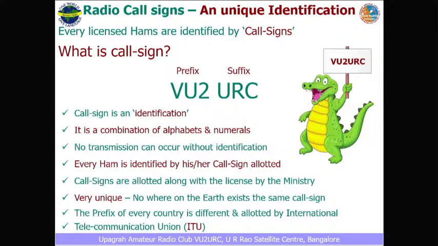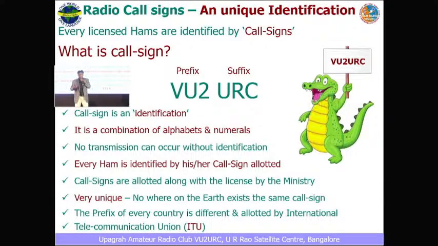When you get a license, every ham radio operator, he or she, is identified by a call sign. Like how we are all identified by our names, and our cell phones are identified by cell numbers, we as radio hams are identified with a unique call sign. Like vehicles, every vehicle is identified by a registration number, every aircraft, every vessel, ships, like that. So like that, in India also we have call signs.